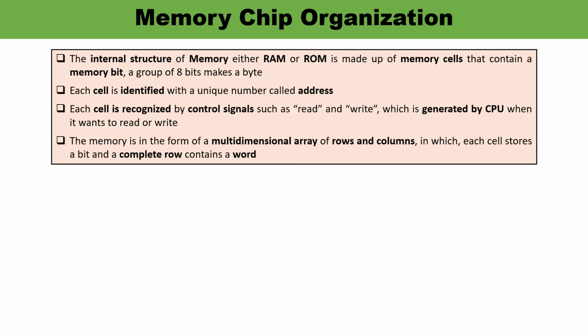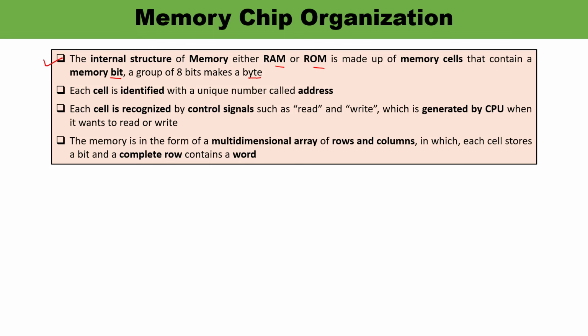From the name itself, memory, immediately two terms will come into your mind: RAM and ROM. If you observe the internal structure of memory, whether it is a RAM or a ROM, you can observe that it is made from memory cells, and each and every cell contains a bit, and you know that a group of 8 bits is a byte.